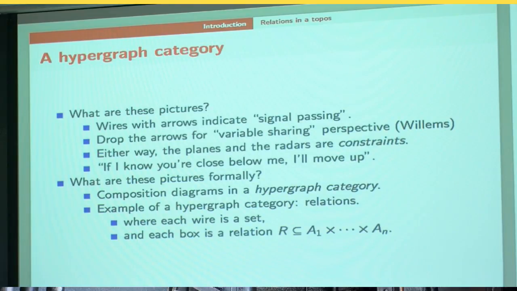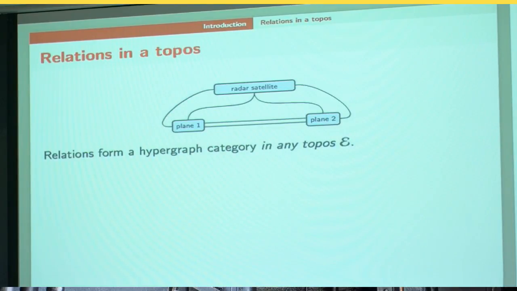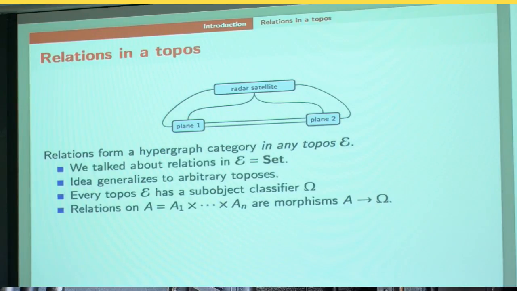And one type of hypergraph category is that of relations. So you could think that each wire is a set, and each box is a relation. That's not going to get us very far in this picture, but that's an example of a hypergraph category, where a relation is a constraint on what A1 through AN tuples would count as being in a relation. So relations form a hypergraph category in any topos. There's a notion of relation.